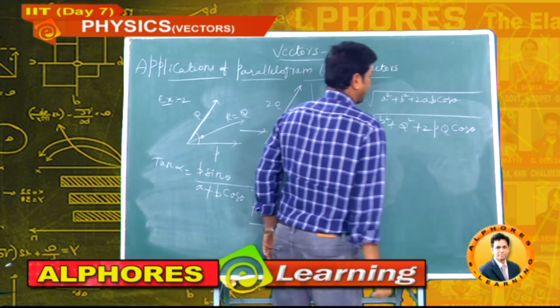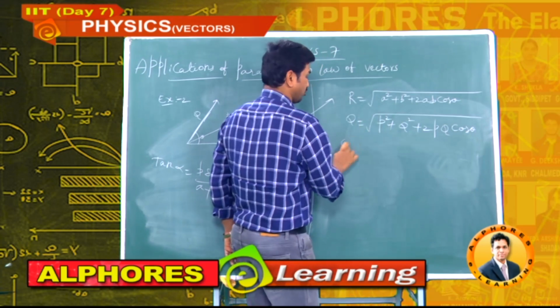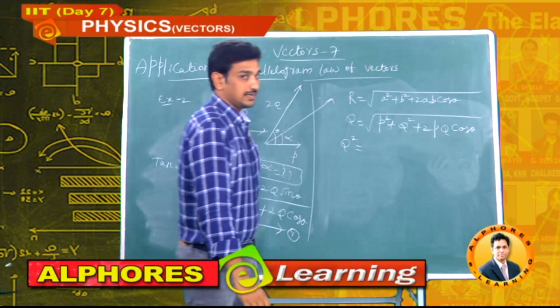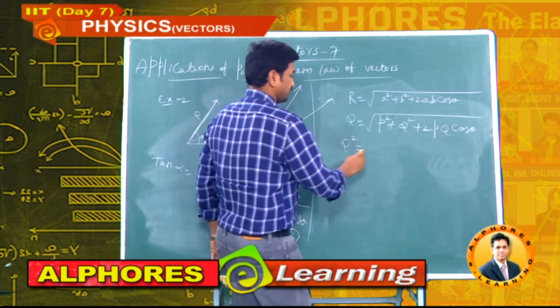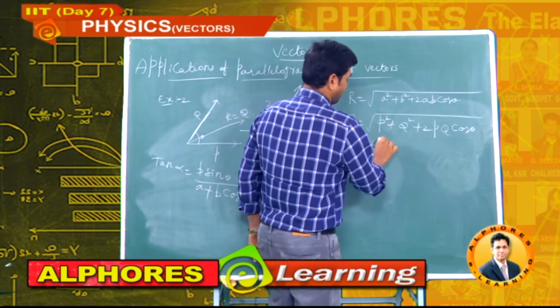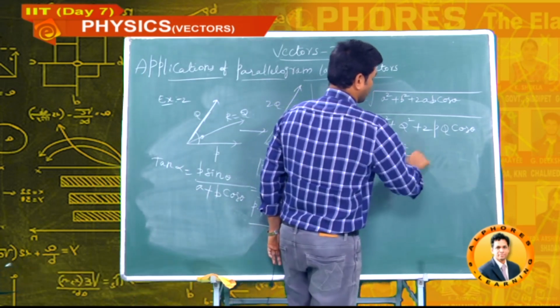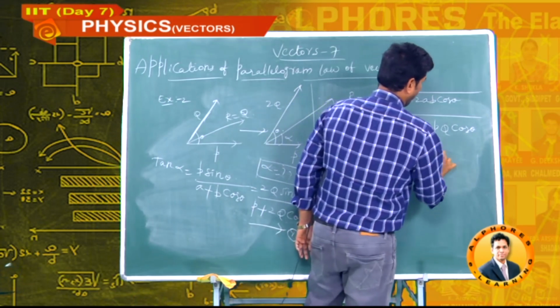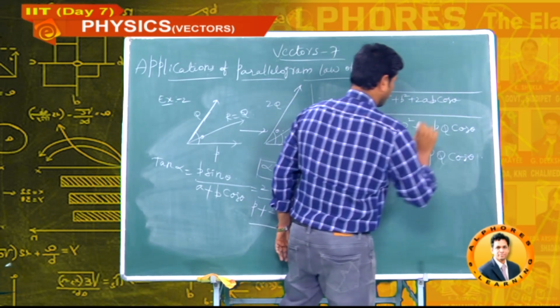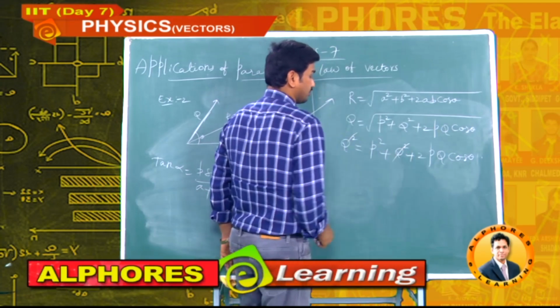Theta is the angle between P bar and Q bar. Can you square both sides? Left side, right side, it will become squared. Now the root is gone: P square plus Q square plus 2PQ cos theta. Now Q square cancels out.